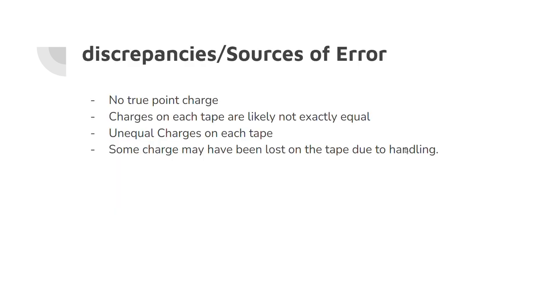With regard to some of the discrepancies between the model and the actual experiment, one is that obviously the pieces of tape were not actually point charges, but we just used the model as such, so there may be some inconsistencies due to that, and the charges on each tape are likely not exactly equal as we assumed in the calculation. Some potential sources of error were that each tape was not equally charged, meaning that Q may not have been equal for each piece of tape.